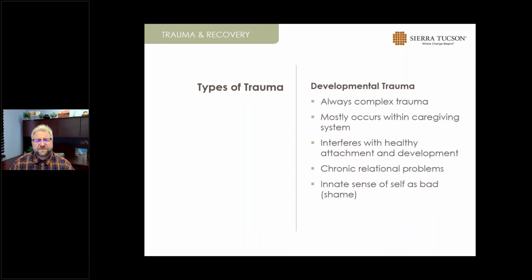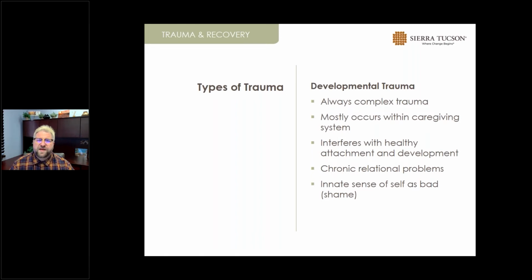The next type is developmental trauma, which I always call complex trauma. It's that event happening all at once or one after the other, that mostly occurs within the caregiving system. Again, this is relational types of trauma. Usually ongoing types of events from people that you know and that you love and that you have relationships with can interfere with healthy attachment and development. And so our relationships might be strained if we have developmental trauma.